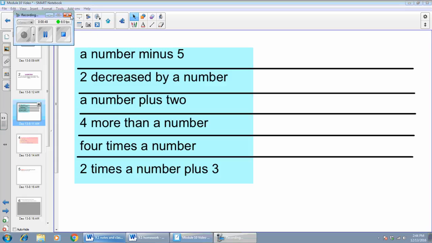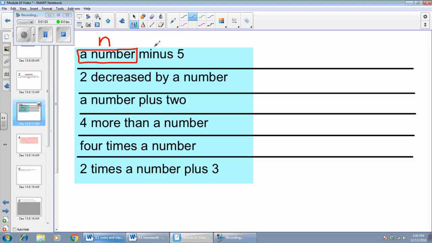I can break this down and I can say a number can be represented by a variable, so a number. I can think of a variable n. A number minus 5. Minus is a keyword for subtraction, and then 5, we're just taking 5 from the number. So I can rewrite it as n minus 5. A number minus 5.